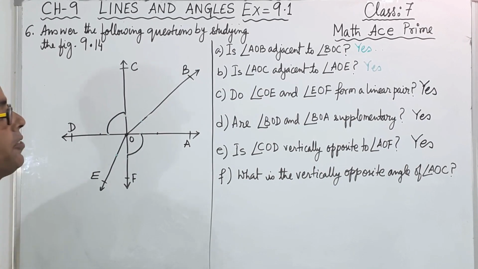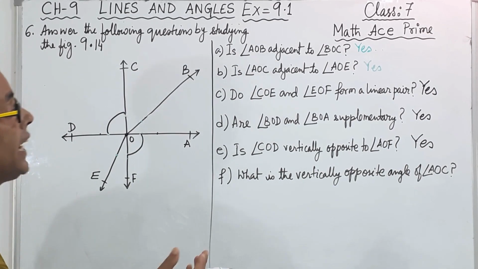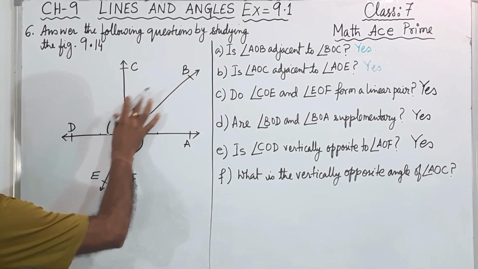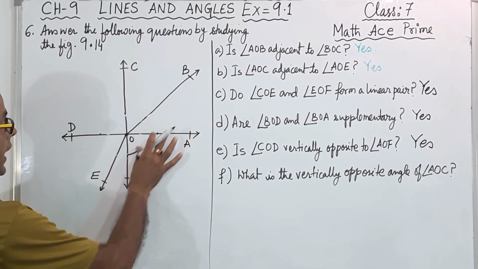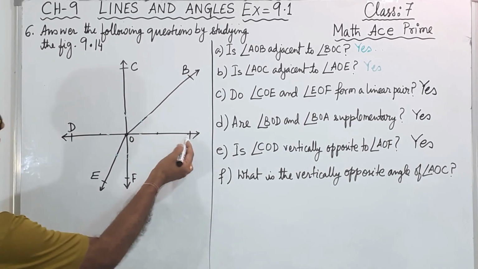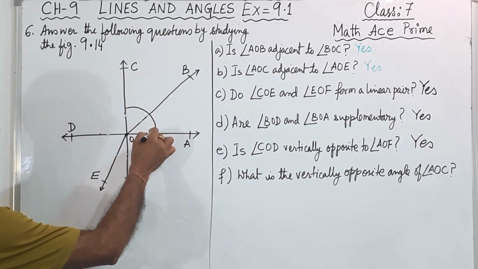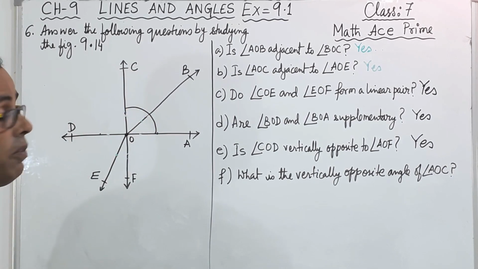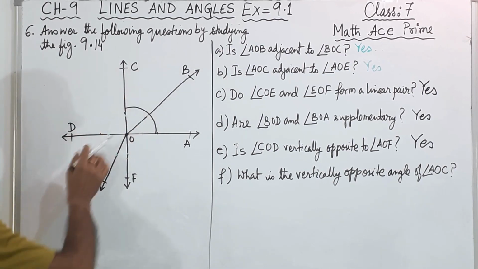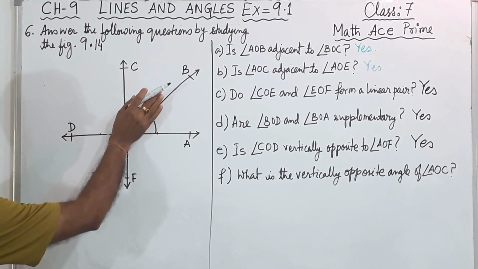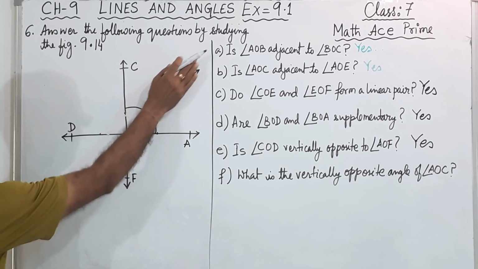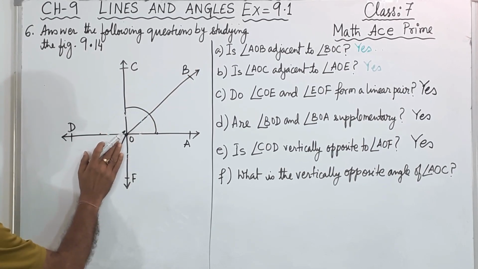Now the last one, F. What is the vertically opposite angle of AOC? So now let me rub this one. Okay. Now AOC. So they are talking about this one, AOC. So AOC, vertically opposite will be which one? So when you are seeing AOC, then you don't see this one. OB you don't see. And you don't see OE also.